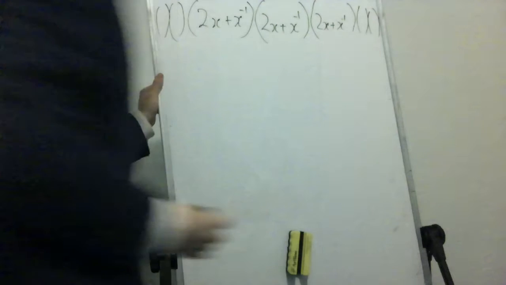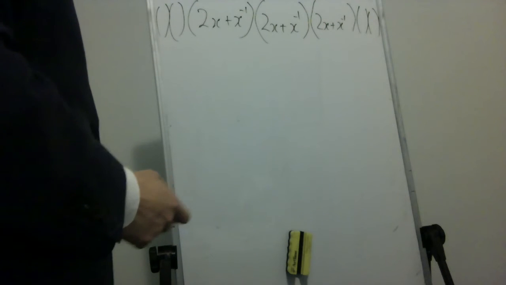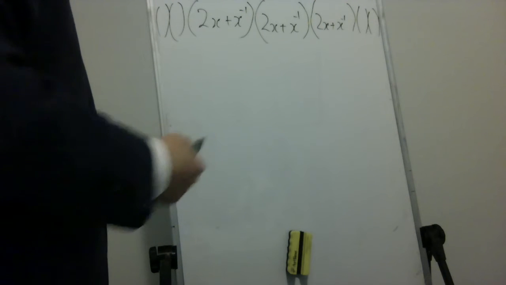It was (2x + x⁻¹)⁷, right? So you kind of got to imagine 2x plus x inverse, it's like timesing itself 7 times. 1, 2, 3, 4, 5, 6, 7. Right? Yeah. Okay, so how are you going to get an x?